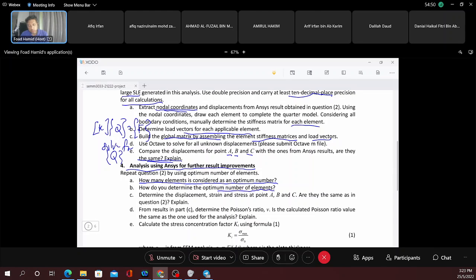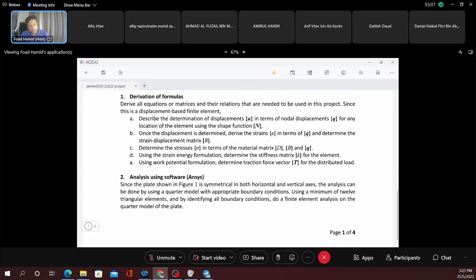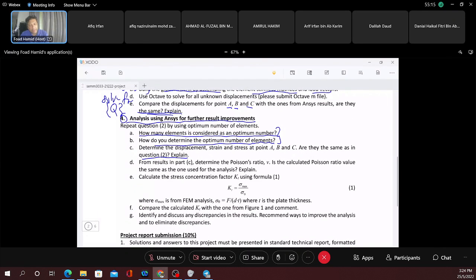Basically these two questions are related. This means determine the displacement, strain, and stress at points A, B, and C. Are they the same as in question number 2? Note question number 2 is using only 12 elements. But question number 4 is using the optimum number of elements.